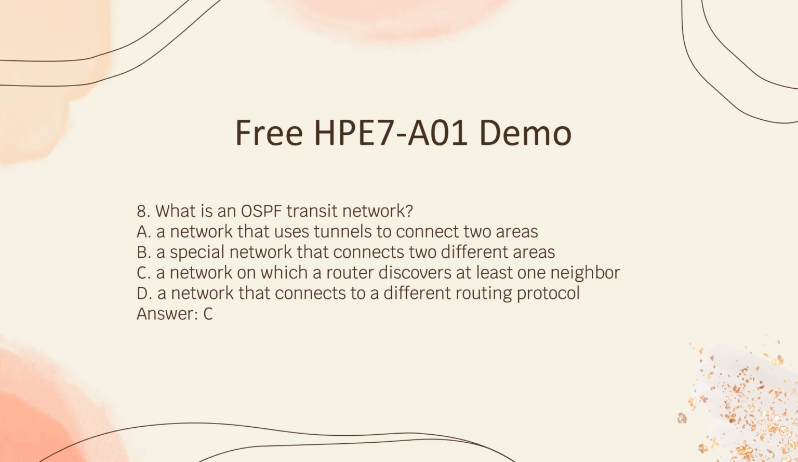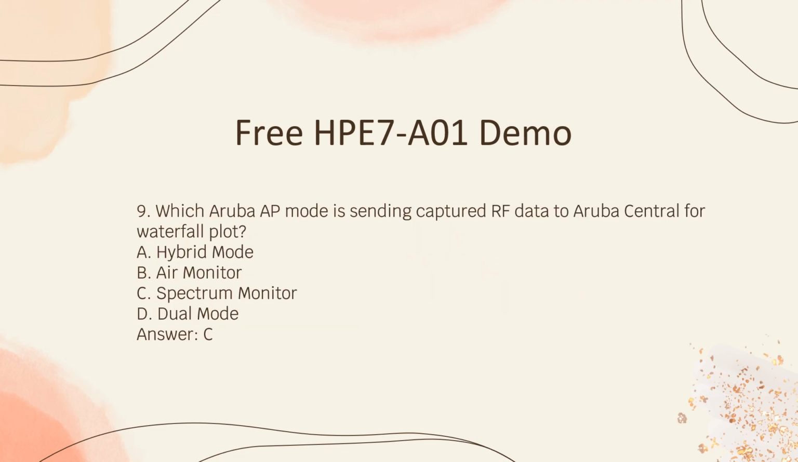A. A network that uses tunnels to connect two areas. B. A special network that connects two different areas. C. A network on which a router discovers at least one neighbor. D. A network that connects to a different routing protocol. Answer: C. 9. Which Aruba AP mode is sending captured RF data to Aruba Central for waterfall plot?